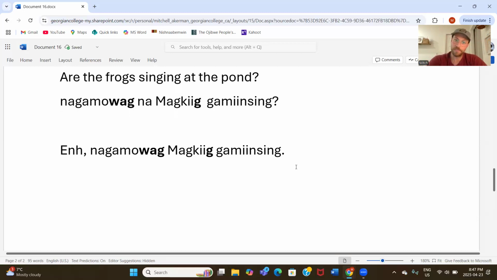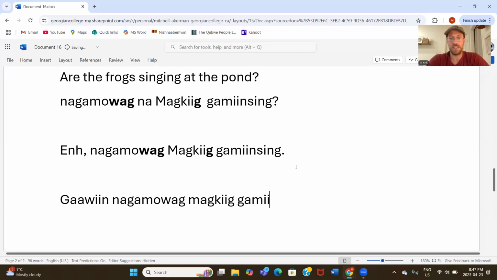Or we could make a negative answer and say no, they are not singing at the pond. So let's do it. Our first word, when you're making a negative sentence, will be gaawiin. Gaawiin is the first word. And then we can still keep the same order. We can still have nagamwag, we can still have mookiig, and we can still have gamiising. That's all fine. But we can't just leave it like this and say gaawiin nagamwag mookiig gamiising. It's not a negative sentence yet.